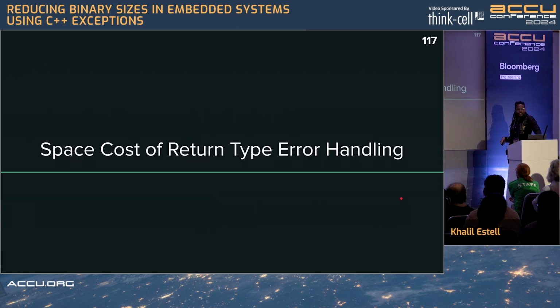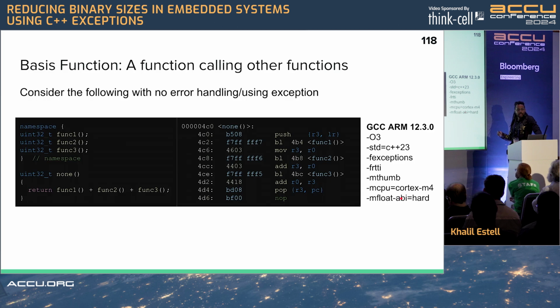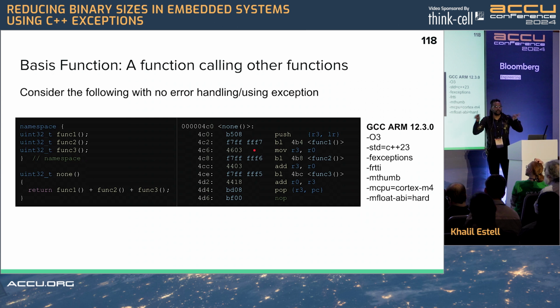Now, let's compare it to using return types as your error handling. So here's an example of calling 3 functions with either no error handling or exceptions. This is how much assembly that we get from this. All the other functions are going to do the same thing. They're just going to call 3 functions and add them together.